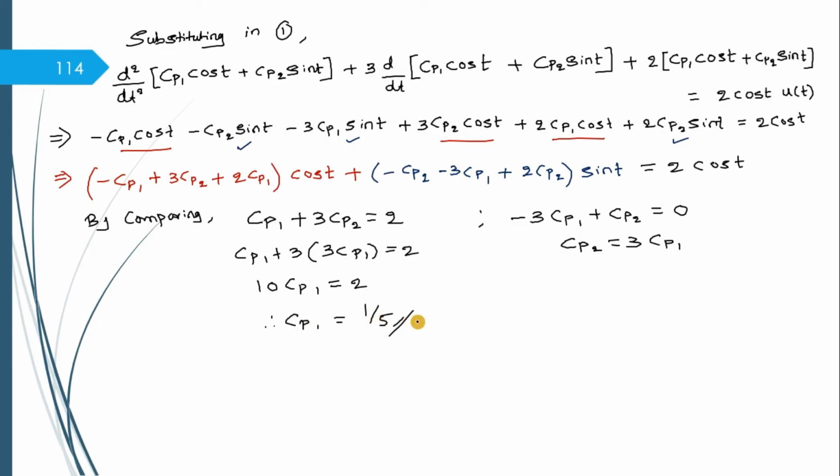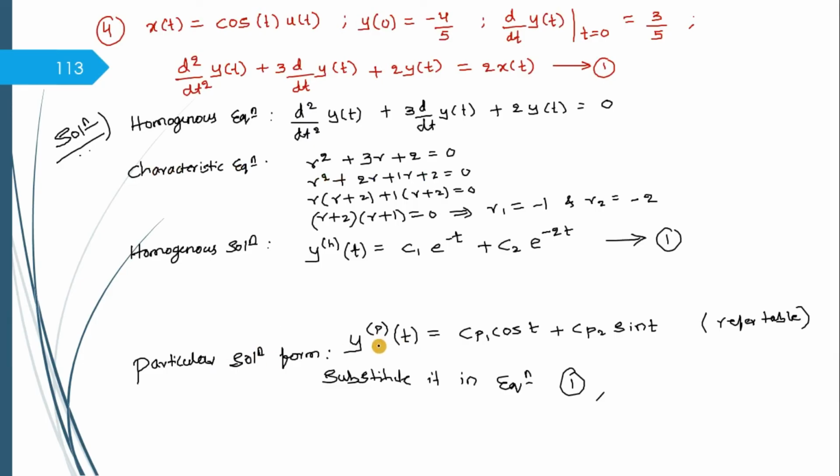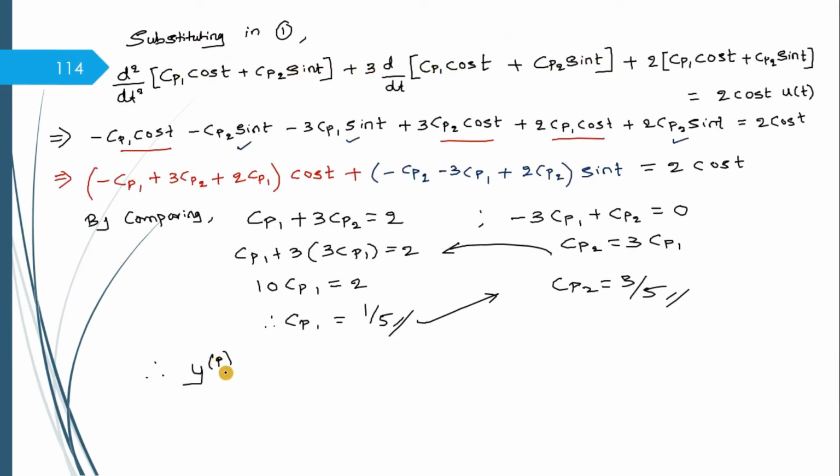So now I have to put it here. This one I have taken here, now I'll use it here: cp2 is equal to 3 by 5. So these are your particular solution constants. We were solving for the particular solution, if you forget. So yp of t is equal to 1 by 5 cos t plus 3 by 5 sin t.